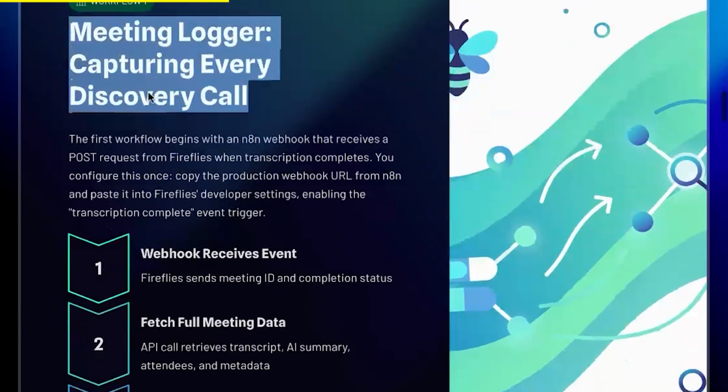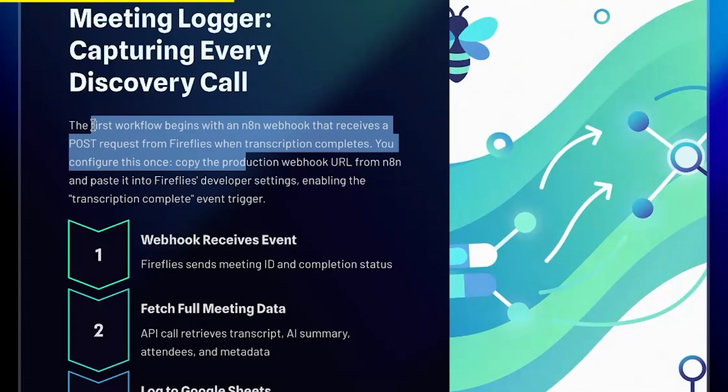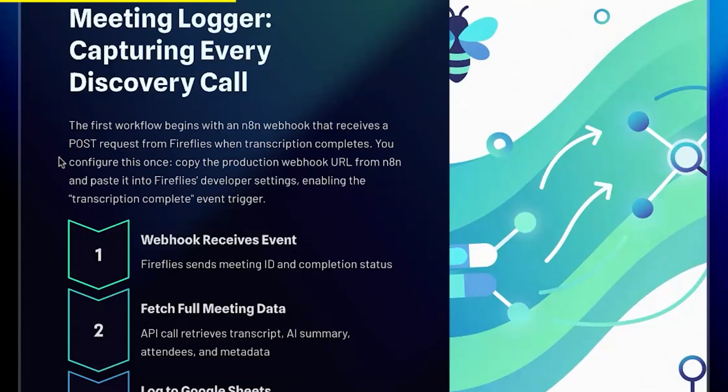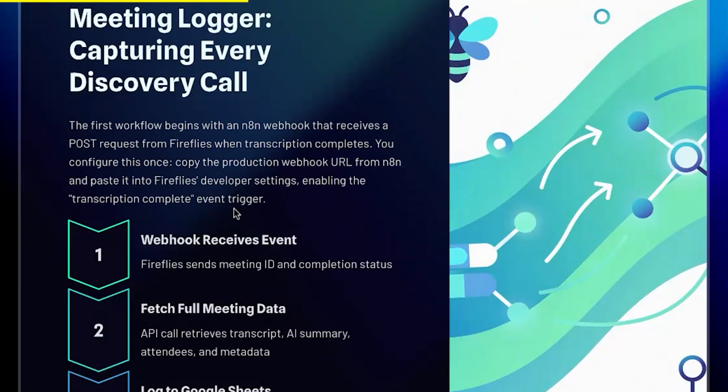Workflow 1, which is the meeting logger, right? So basically capturing every single discovery call, onboarding call, sales call, intro calls, whatever it is, you're logging it all, right? The first workflow begins with that, where essentially you receive a post request from either Fireflies or Fathom or whatever transcription note taker that you're using to get the transcription. You want to configure this once. So copy the production webhook URL from n8n and paste it into Fireflies' developer settings or Fathom, enabling the transcription complete event.